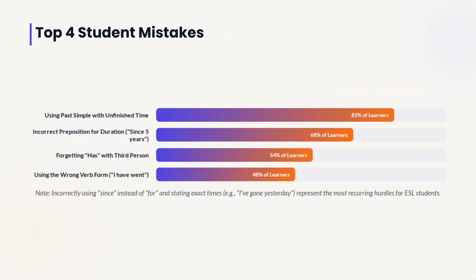Common student mistakes. Now we discuss some common mistakes. One frequent mistake is confusing for and since. Remember, for is duration, since is starting point. Another common mistake is using exact past times with the present perfect. For example, incorrect: I have gone yesterday. Correct: I went yesterday. If you mention yesterday, last week, last year, or a specific date, use the past simple. This rule helps you avoid many errors.